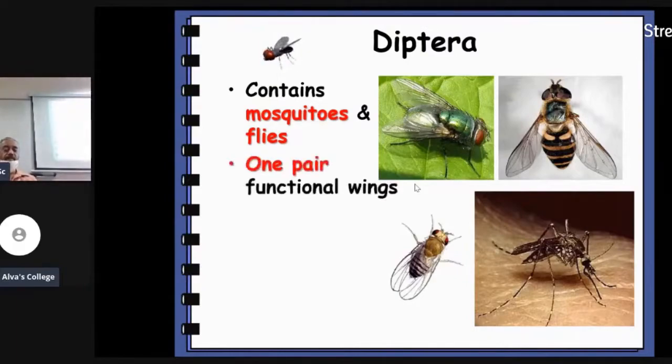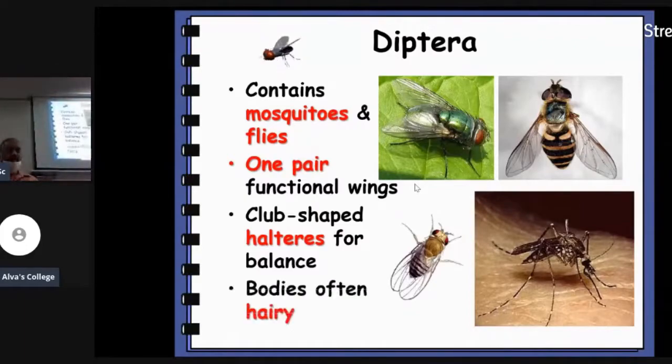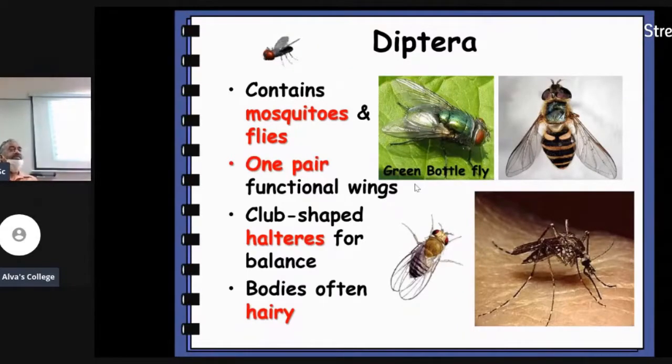These are reduced club-shaped, dumbbell-shaped structures called halteres for balancing, as you find in aeroplanes, and their bodies are often hairy. So they are covered with hairs. So you can see the green bottle fly. Now this fly is also used in forensic science, by which we can find out how many days the carcass or the dead body has been lying, or when that particular creature was killed.